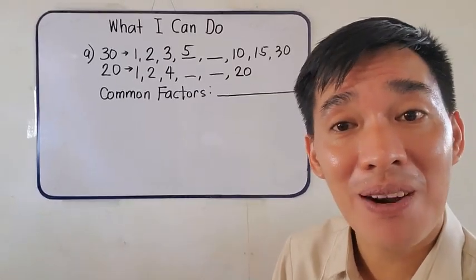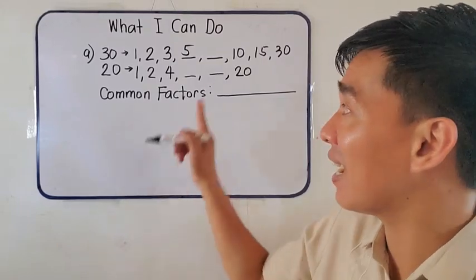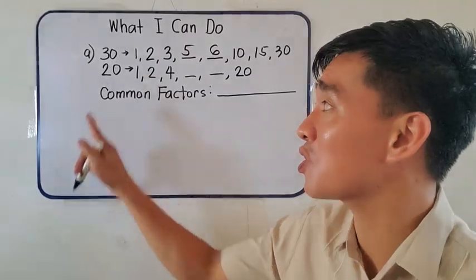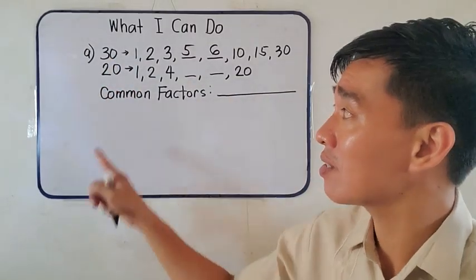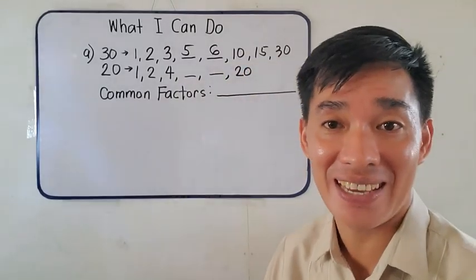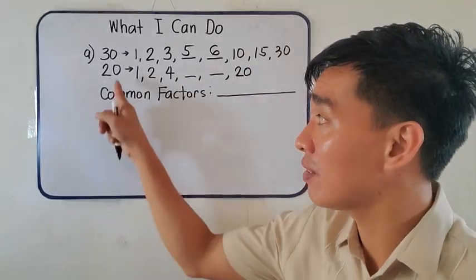And what is to be paired with 5 this time? That's 6. So there, we completed the factors of 30, which are 1, 2, 3, 5, 6, 10, 15, and 30. Now let's proceed to the number 20.